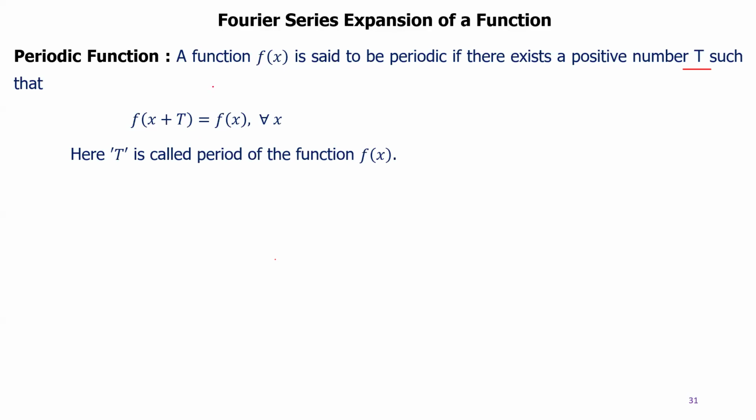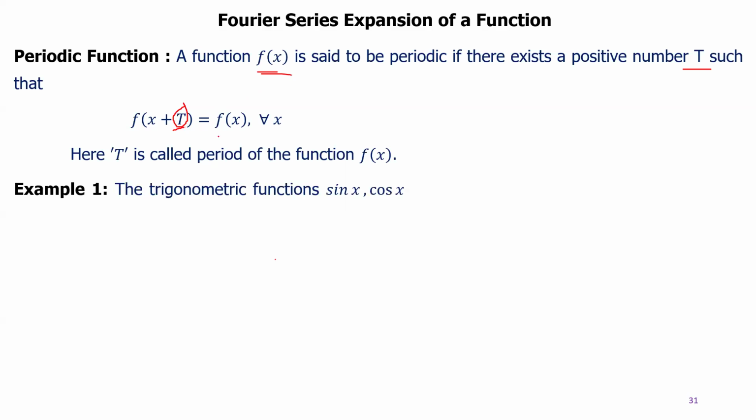Here, capital T is called the period of the function f(x). It means that any function f(x) which repeats itself after T time is called a periodic function, and the time at which the function repeats itself is called the period of the given function. So here f(x) is a periodic function and the period of the given function is T. Let us take one example.